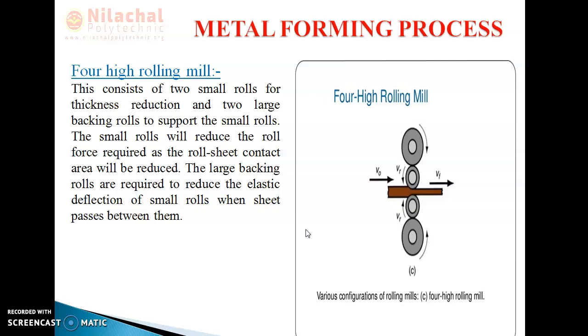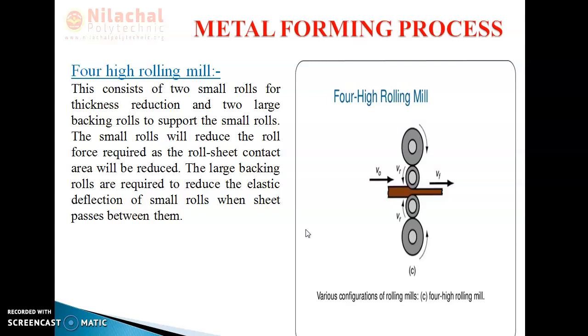The top and bottom rolls are larger in diameter and called backup rolls. They are rotating in opposite direction to each other. Now you can see the direction of rotation also. The big rolls rotate in opposite directions, as well as the small rolls, which also rotate in opposite directions. The 2 middle rolls are smaller in diameter and called working rolls.